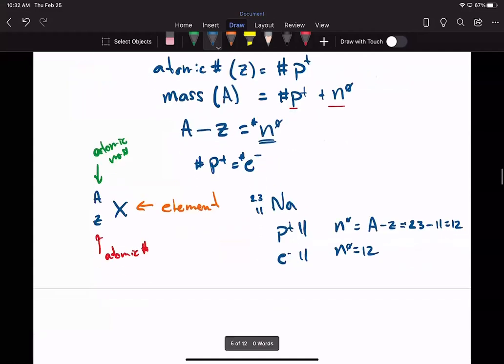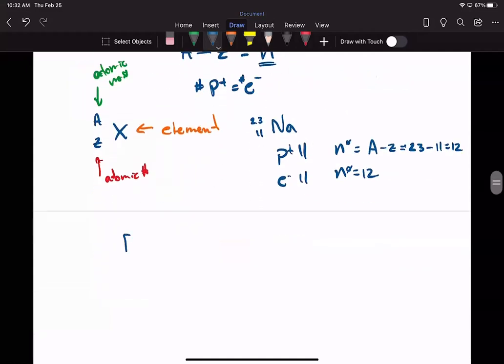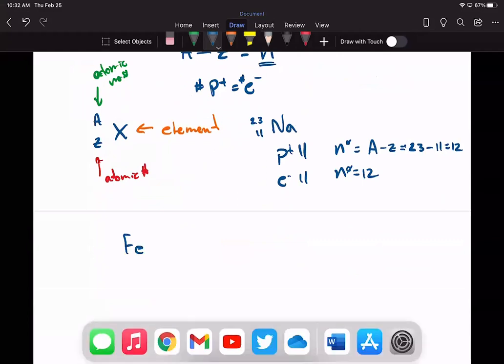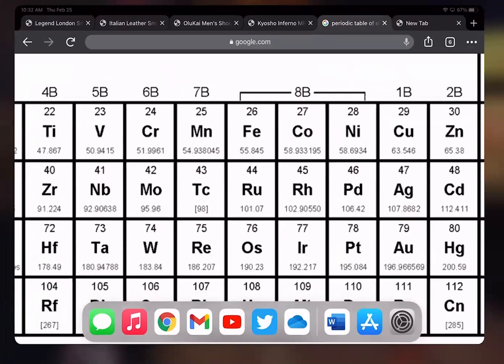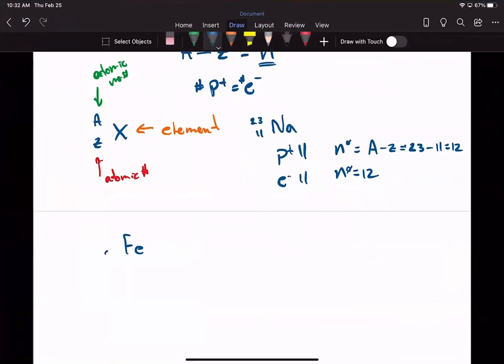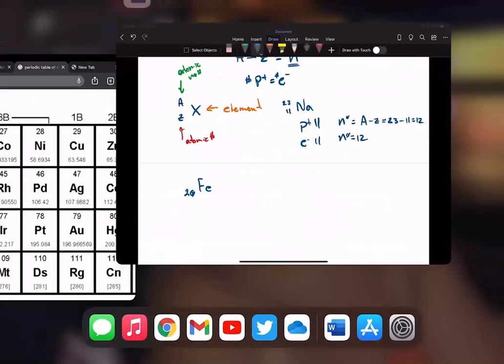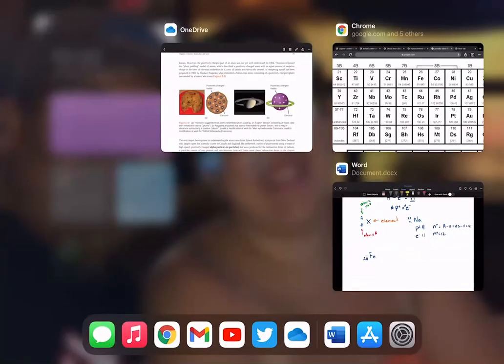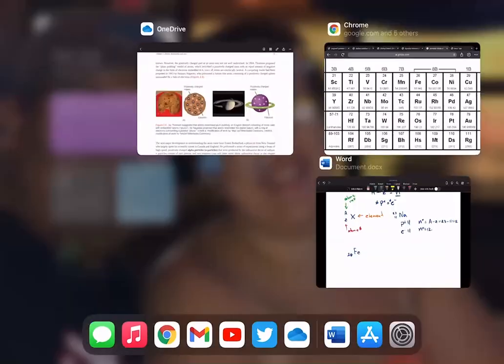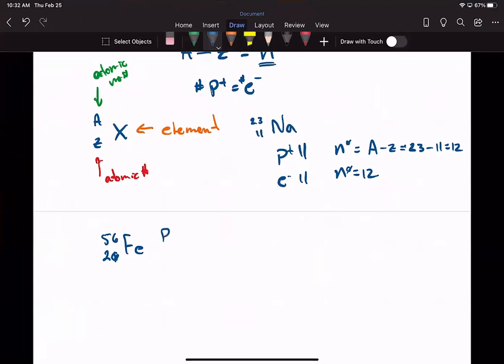Right. If I wanted to do that with iron, let's do it with iron. Iron has an atomic number of 26, and it has a mass of 56. It says 55.845, but I'm going to round it to 56. Well, the number of protons is equal to 26. The number of electrons is equal to 26. And the number of neutrons is equal to the mass, 56, minus 26, 30.